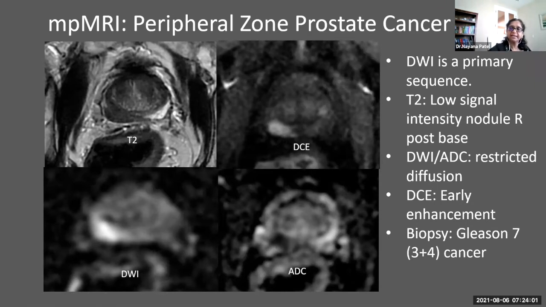For PI-RADS, DWI, diffusion weighted images, is the primary sequence to evaluate the peripheral zone cancer. This is based on the PI-RADS. This is a PI-RADS 5 category lesion that turned out to be Gleason 7 prostate cancer.